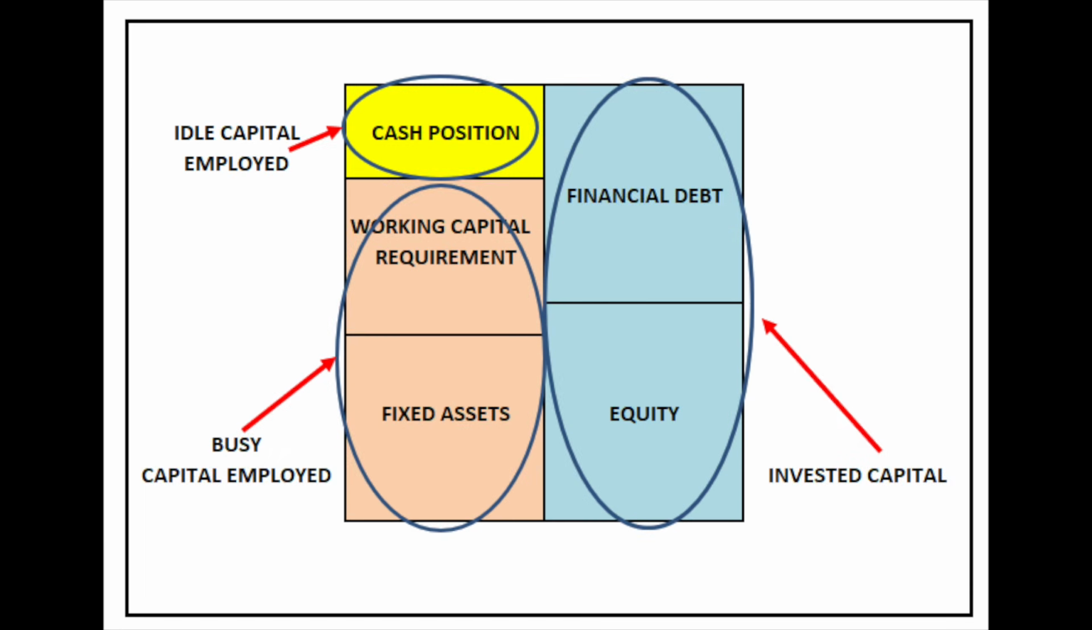The balance sheet, in its financial form, is broken down into invested capital, consisting of financial debt and equity, and employed capital, consisting of fixed assets, working capital requirement and cash on hand. Fixed assets and working capital requirement contribute to the company's performance. This is therefore called busy capital employed. Cash on hand is merely an intermediary that, most of the time, does not generate any revenue for the company. It is idle capital employed.